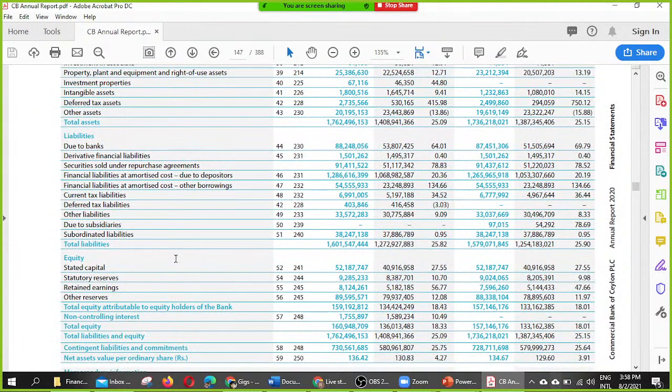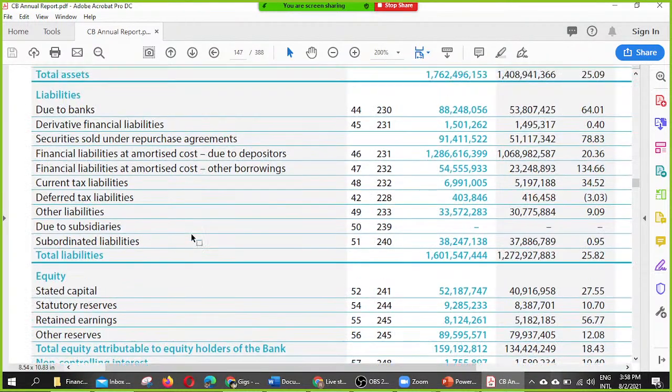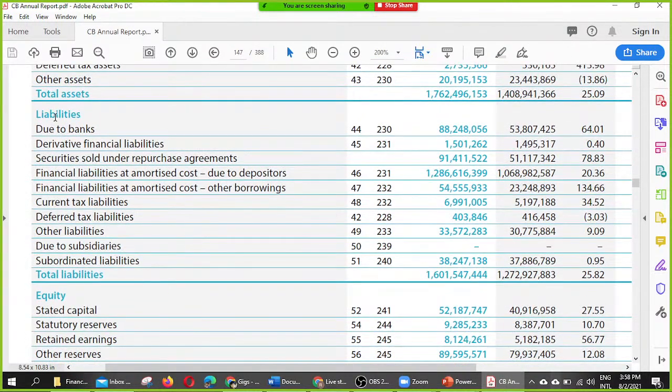When you look at the liability side, liabilities, the major portion here is what? This one. Financial liabilities. So deposits. Here deposits. And other borrowings, non-interest, non-deposit other borrowings here. And this one, other liabilities.